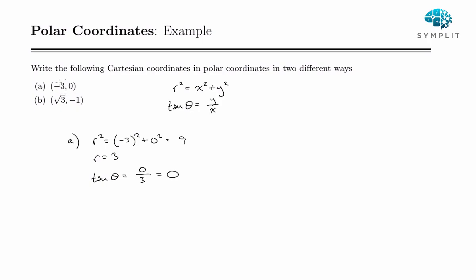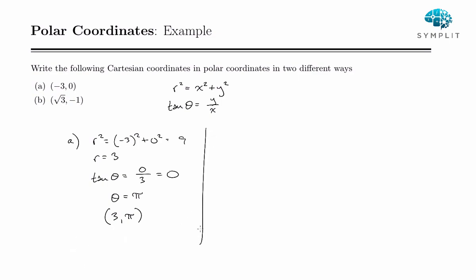So we just need to look at where we are. -3, 0 is at an angle of pi. And so that's the one that we use. Of course, we could flip and use theta equals 0 and r equals -3. That would be fine as well. But we'll just go ahead and use this.